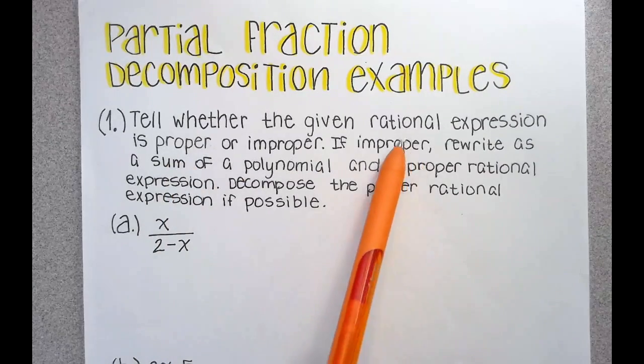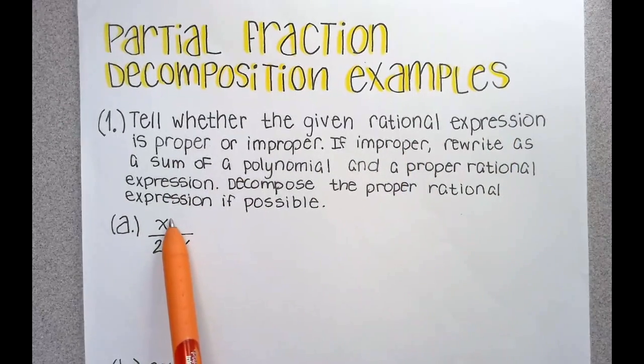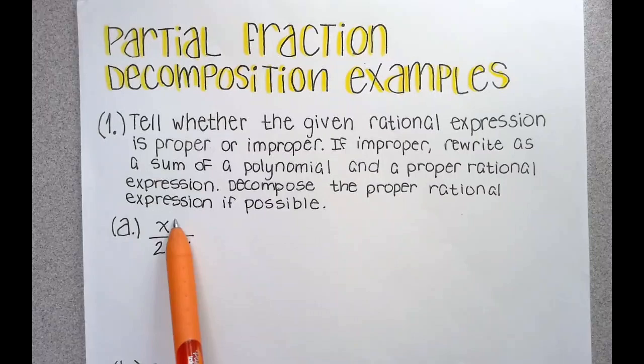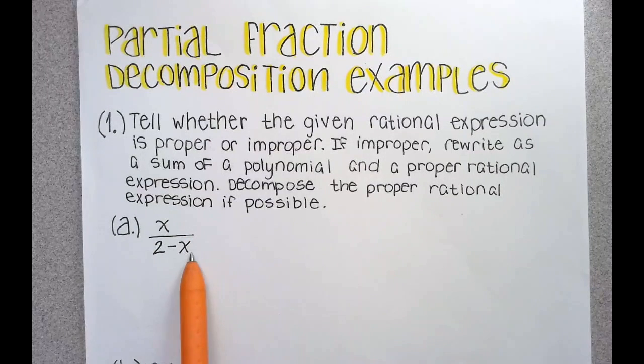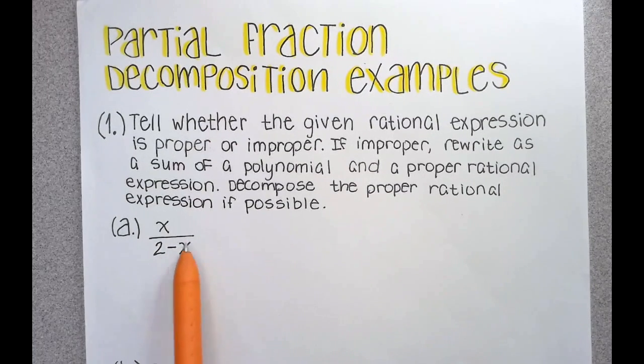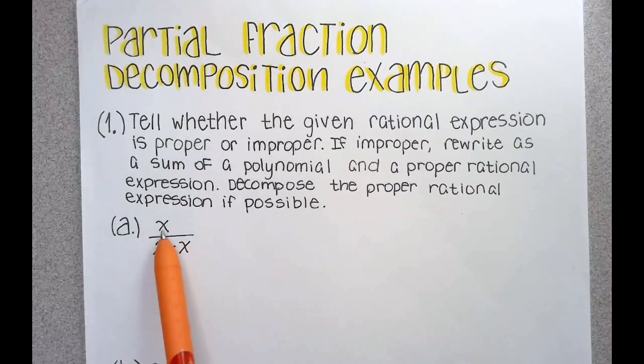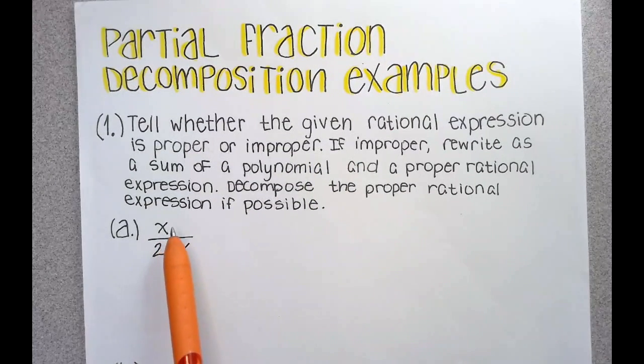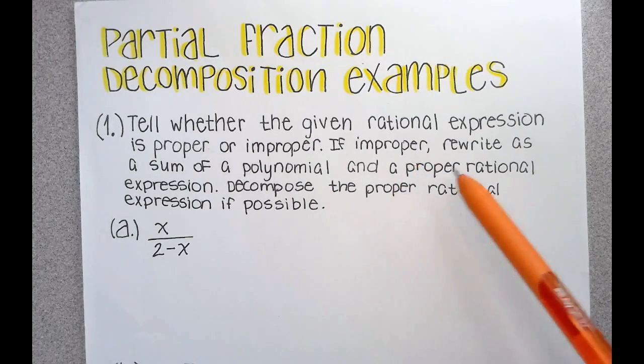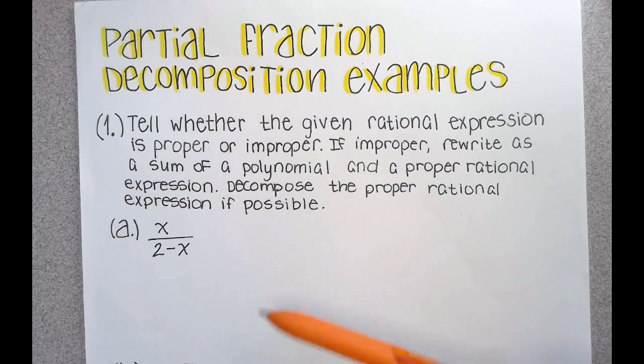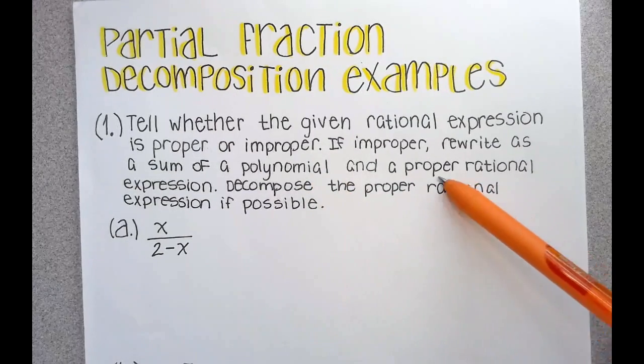A proper rational expression has the degree of the numerator being less than the degree of the denominator, not less than or equal to. And improper is when the degree of your numerator is greater than or equal to the degree of the denominator. If improper, we write it as a sum of a polynomial and a proper rational expression.